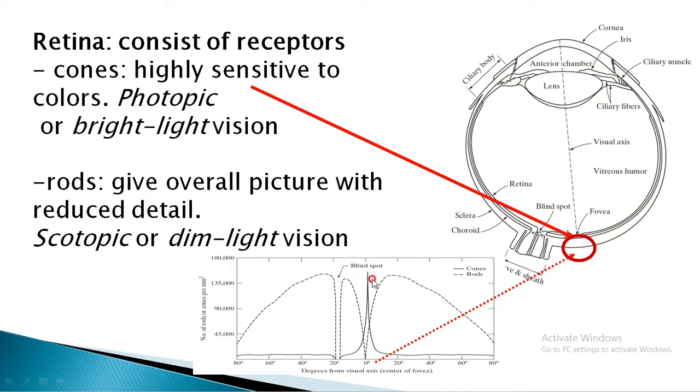Coming to the rods, they are much more numerous when you compare them to your cones. Cones are around 6 to 7 million, as I told you, but rods are somewhere around 75 to 150 million, and they are distributed over the entire retinal surface. On this entire region of the retina, you will be finding your rods. Rods are in general used to give you the overall picture of the view. If you want to see the overall picture, you require the rods on the retina.